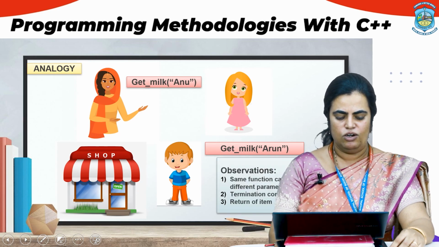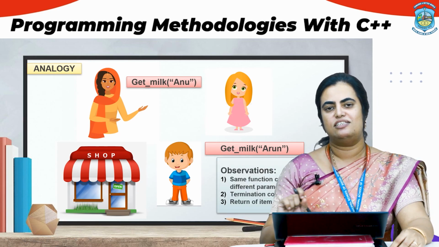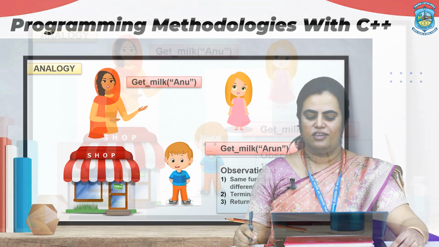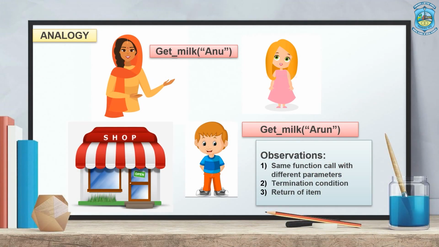Now in this analogy, there are a few things that we need to observe. The first observation is that the same function call is being made with different parameters. Here you see we have a getMilk function which the mother is using with the parameter Anu. The same getMilk function is being used by Anu with a different parameter, that is Arun.